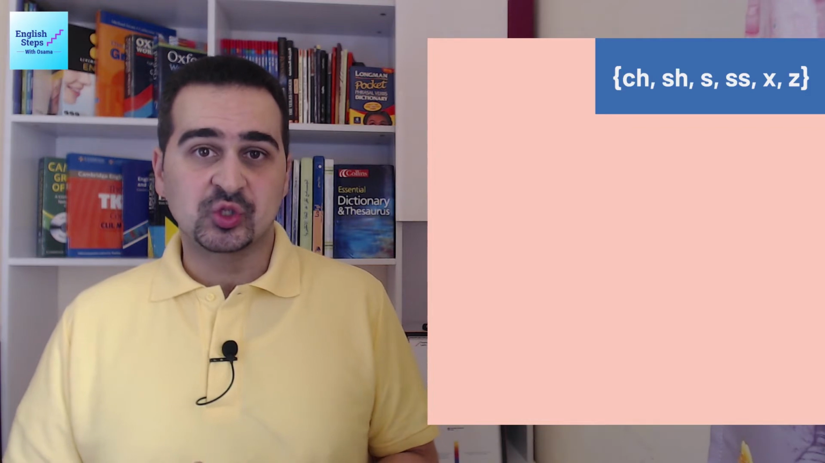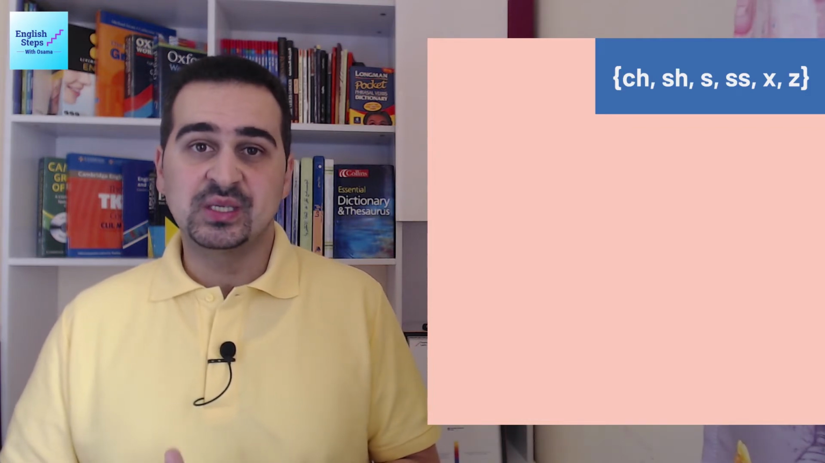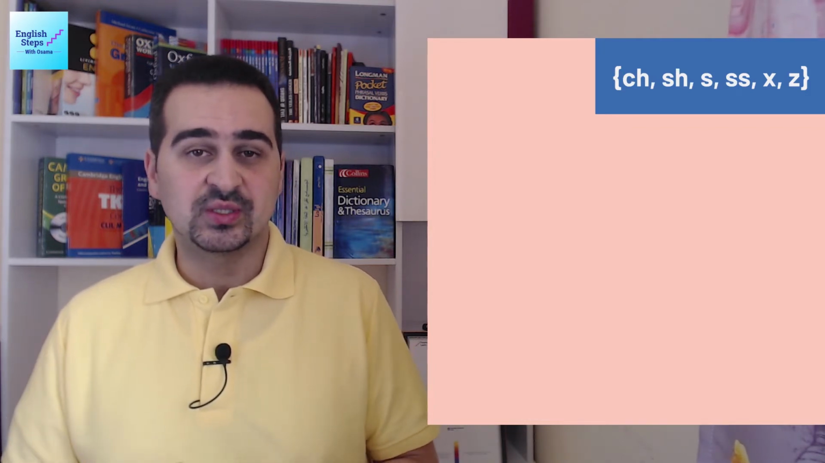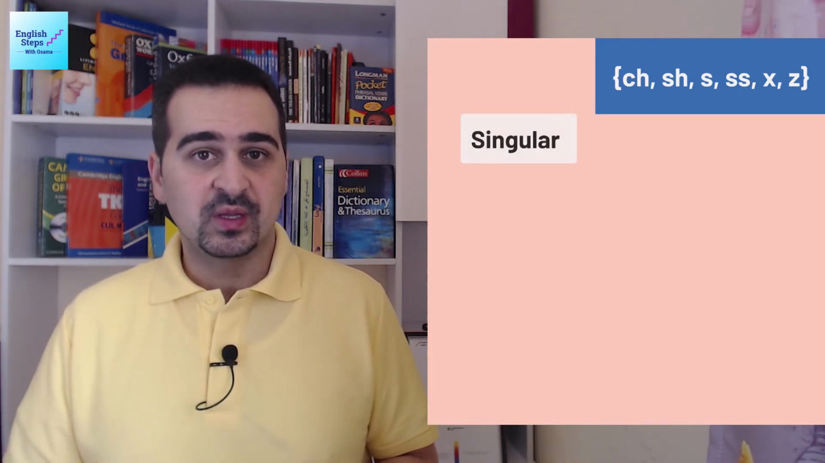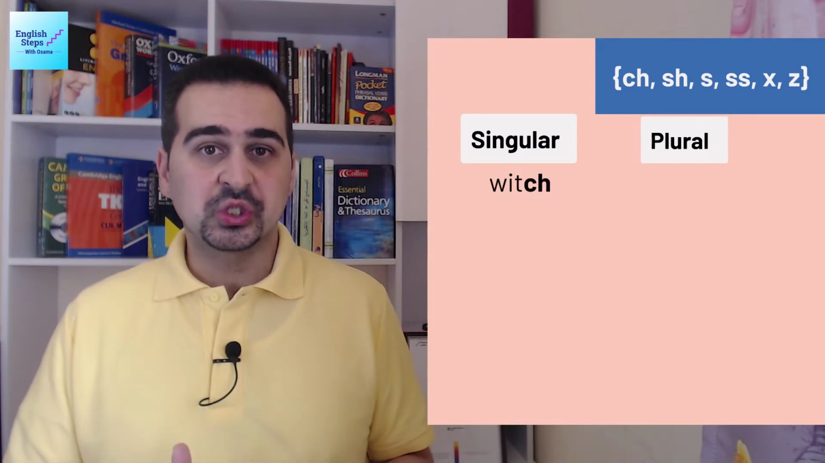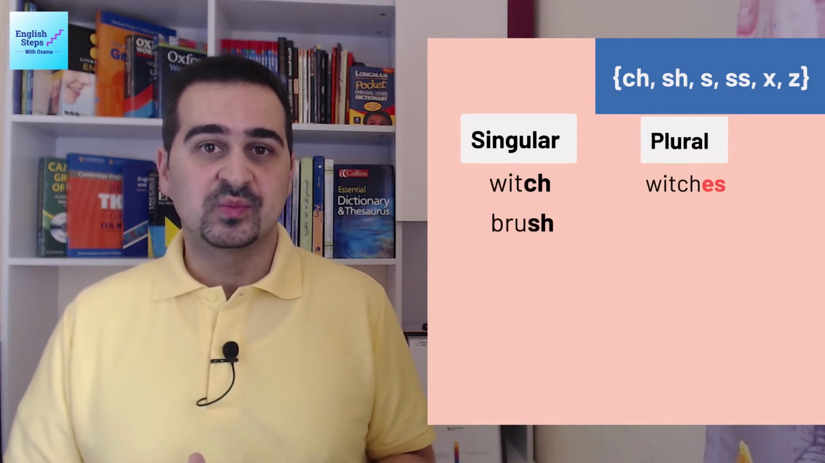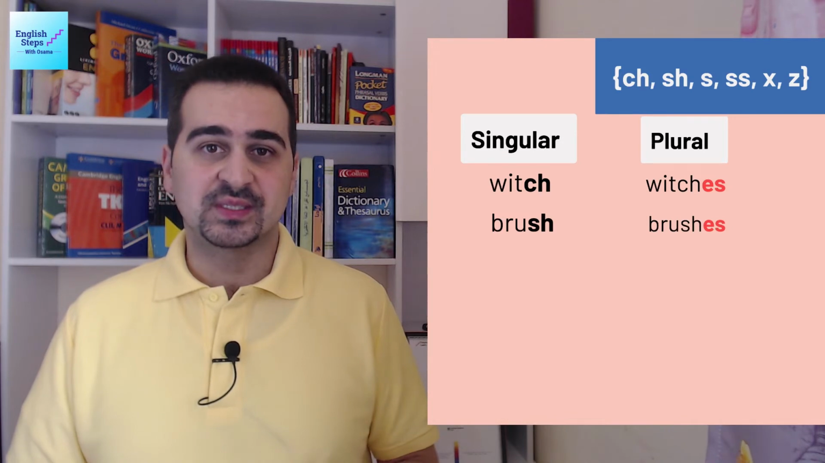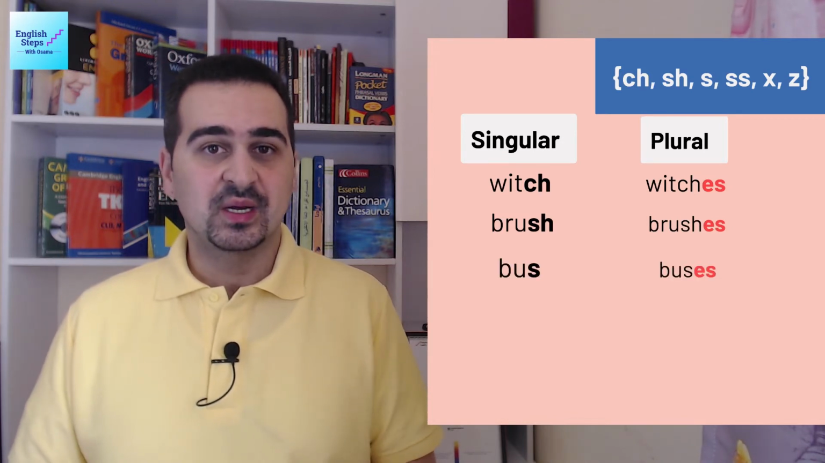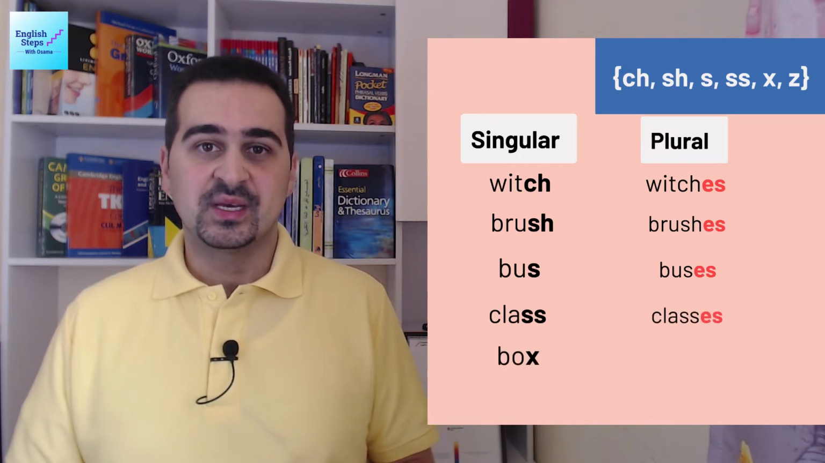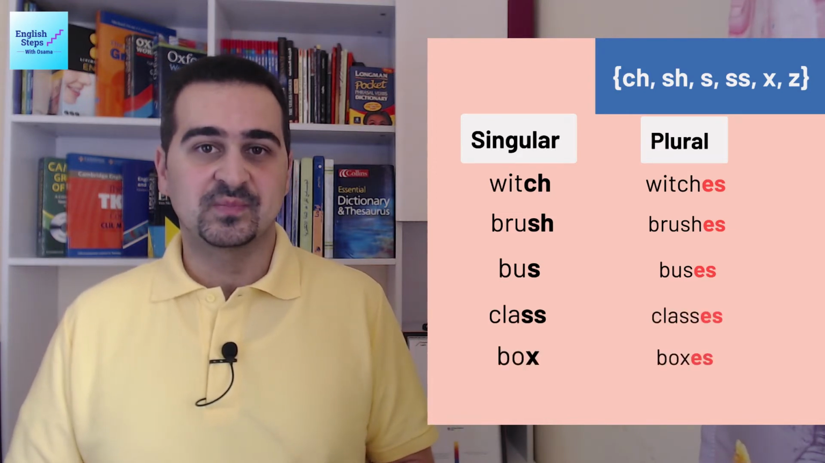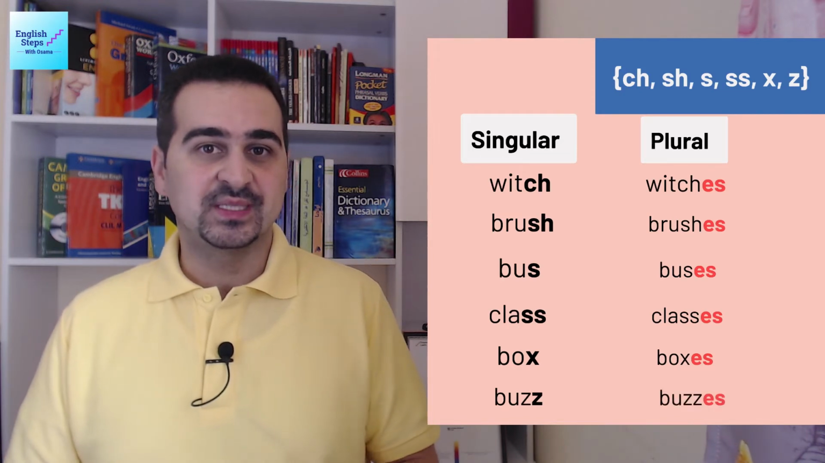Let me begin with the first group. If the noun ends with ch, sh, s, double s, x, or z, we have to add es to the noun to make it into plural. For example, which, witches, brush, brushes, bus, buses, class, classes, box, boxes, buzz, buzzes.